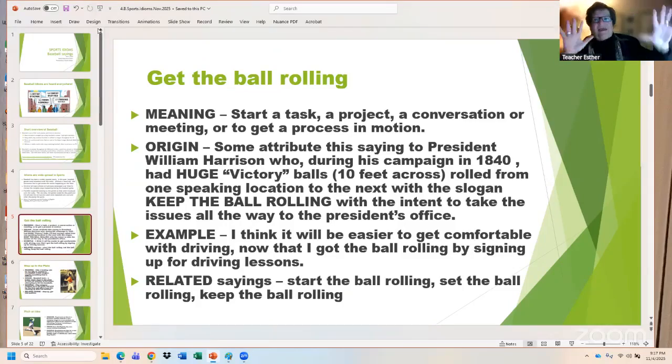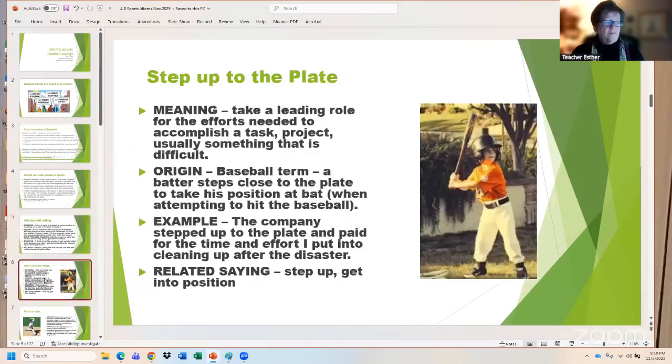I mean, this is by hand. This is people walking behind this ball, getting this thing going, keeping this ball rolling. And so this ball rolling made a big impact. And that phrase, let's get the ball rolling, has made an impact and is still used, even though that campaign was back in, look at this, 1840, a long, long time ago.